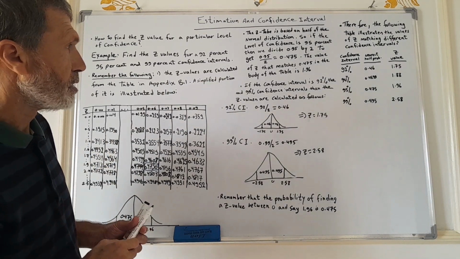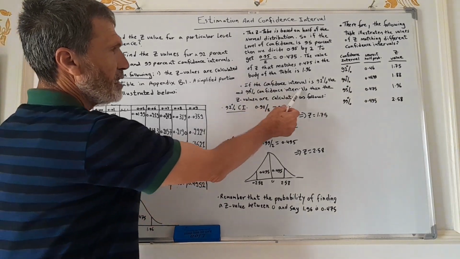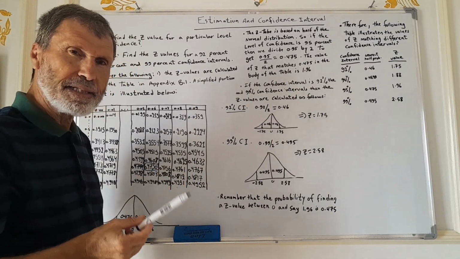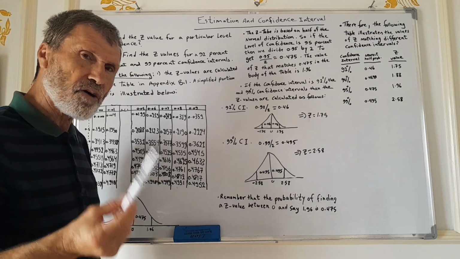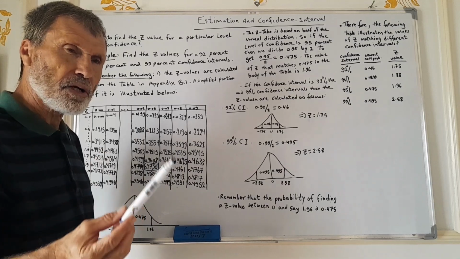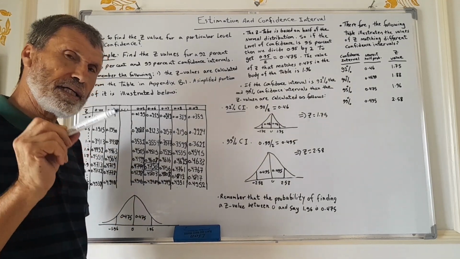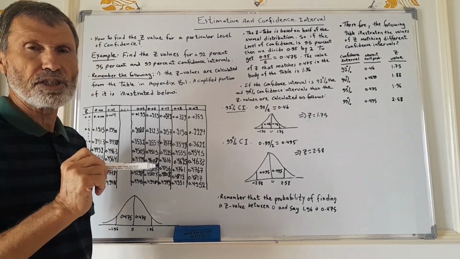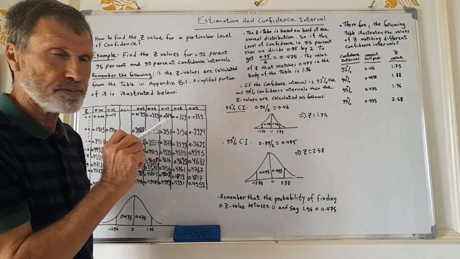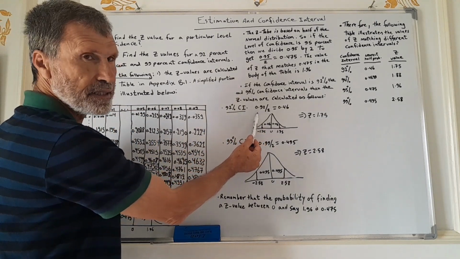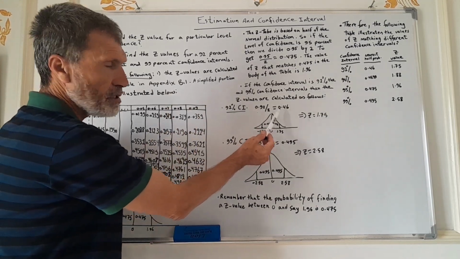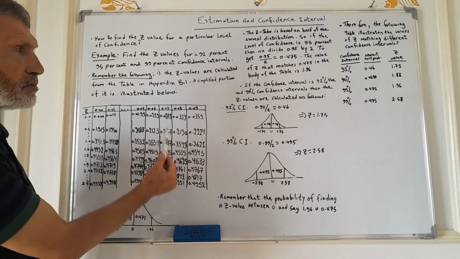Now, what about if the confidence interval is 92%? How are we going to find the z-value if the level of confidence is 92%? The very first thing, because the z-value is based on half of the normal distribution, we divide 92%, 0.92, over 2, and we come up with 0.46. We take this number to the body of the table.